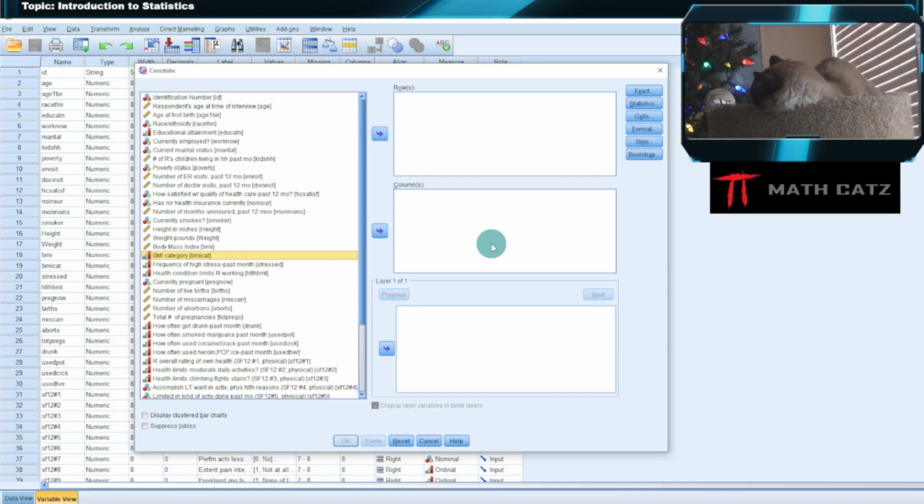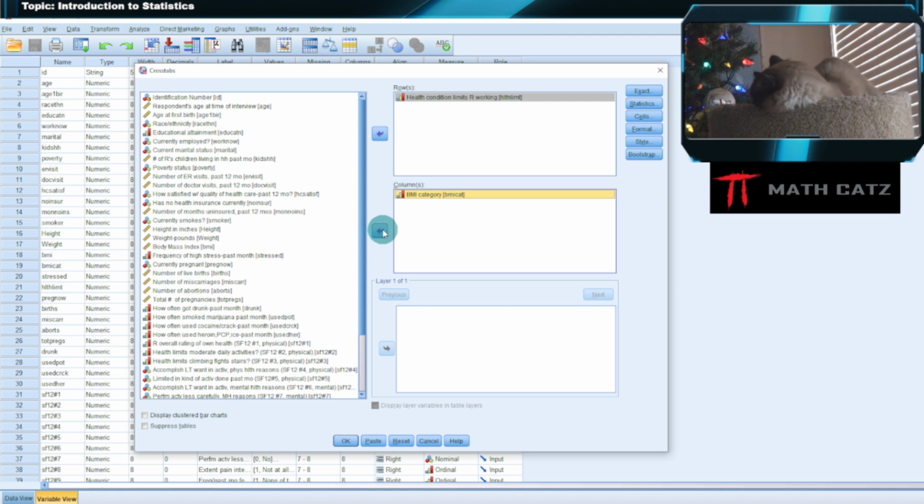We're going to take that first variable, and we're looking for our health limit variable. We're going to click on the arrow here to put it in the rows box. And then we're going to look for our BMI categories variable, and we're going to input that in the columns box by clicking on the arrow.